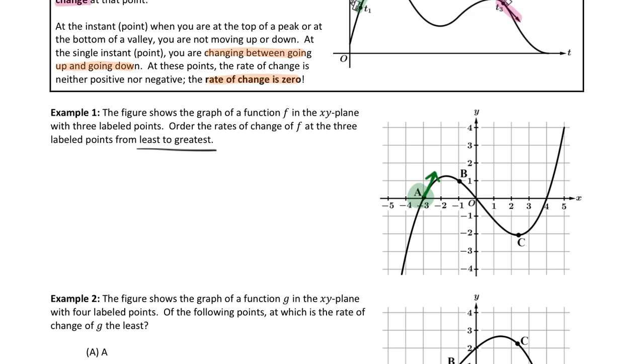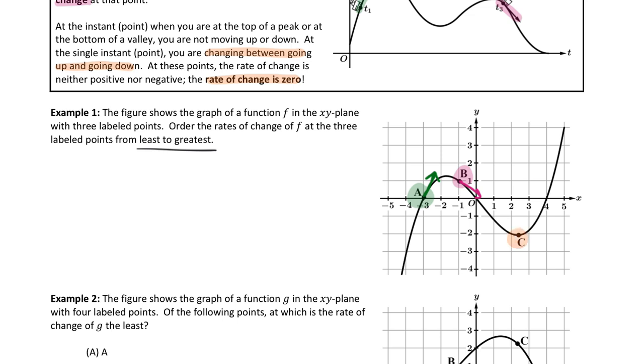How about B? Wherever B is, would that be a positive or a negative slope? Negative. Why? It's going downhill. If we were riding that little cart, our little cart would be headed downwards. And what's happening at C?